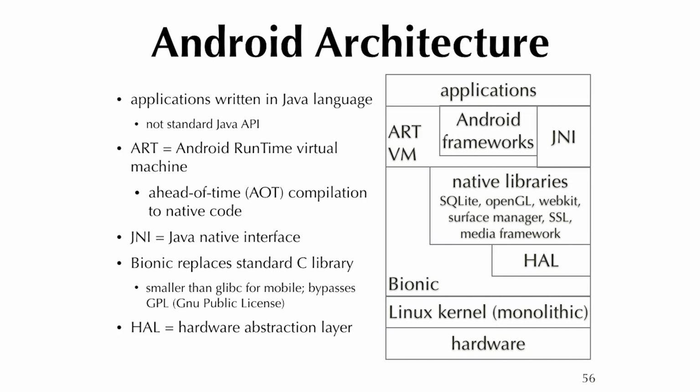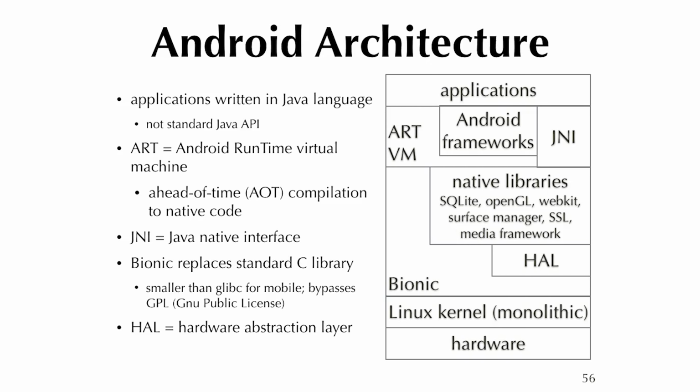So hardware, monolithic Linux kernel modified, and then they have this bionic layer which replaces the standard C library with their own. And so that's another way for Google to bypass GNU control, because if you use the standard glibc, then it's GPL. GNU can then sue them. And then they just replace that layer. So it's not entirely compatible.